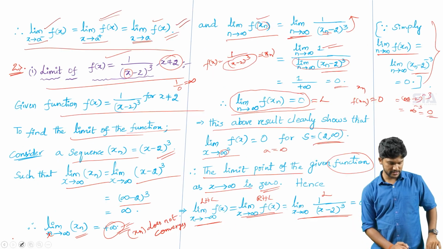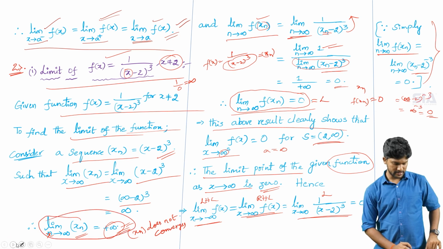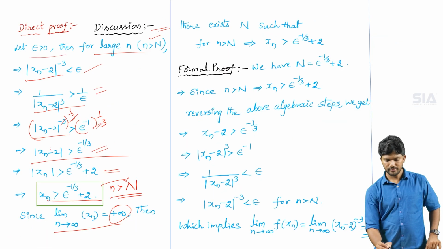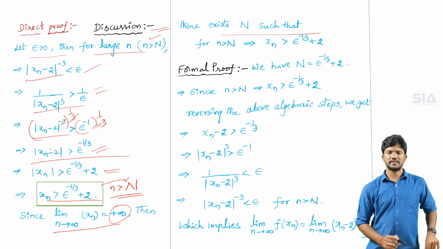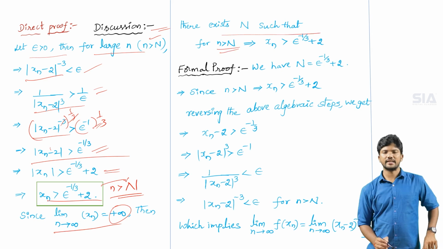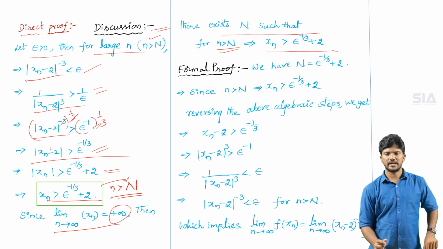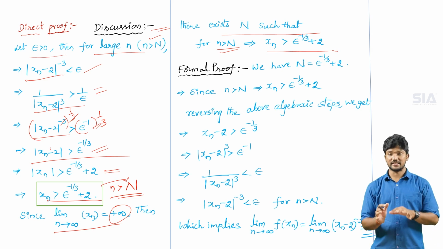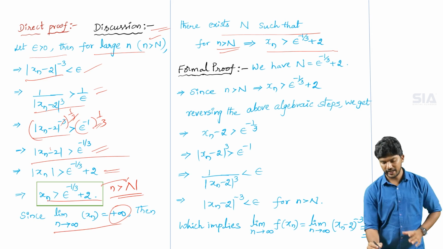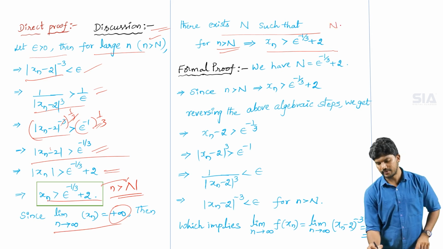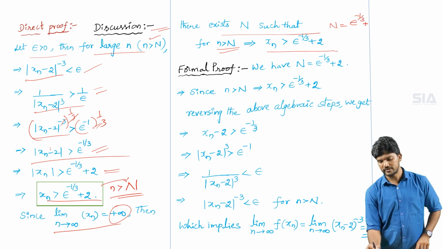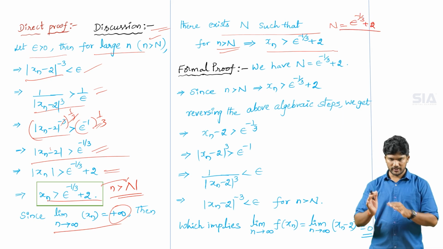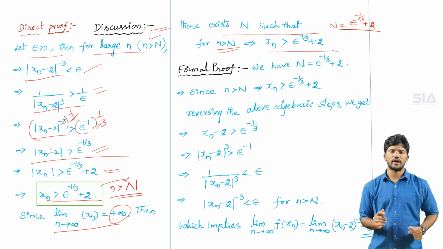Clearly we have discussed this, the limit value, limit x tends to infinity is plus infinity. So therefore, for that function value, there exists a capital N such that for small n greater than capital N we have x suffix n greater than epsilon power minus 1 by 3 plus 2. Okay, so that is the general discussion. In the general discussion we can obtain only the capital N value, as epsilon power minus 1 by 3 plus 2. After getting that, we can take up the formal proof.